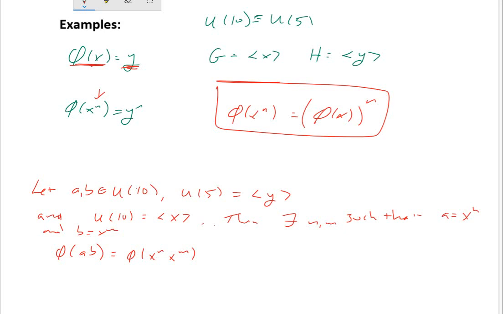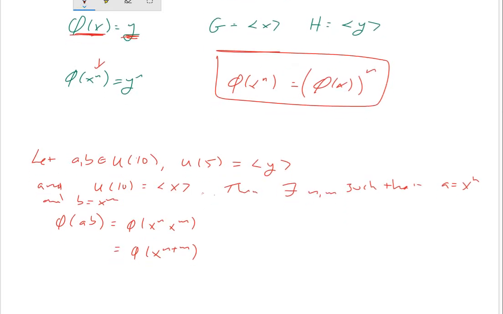Right. So when you do things like that, just make sure that you clearly state what you're changing variables to, and all of that stuff. But then we know that that's true. That's just an exponent law, right? And by definition of our phi, we know that's y to the N plus M.